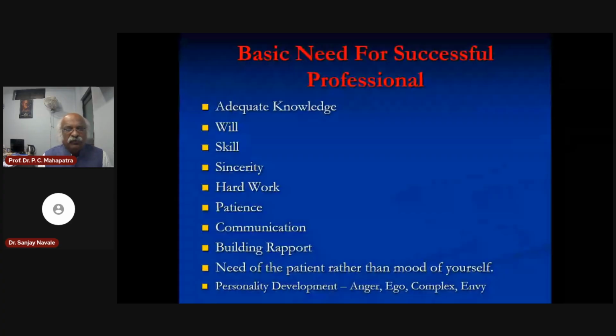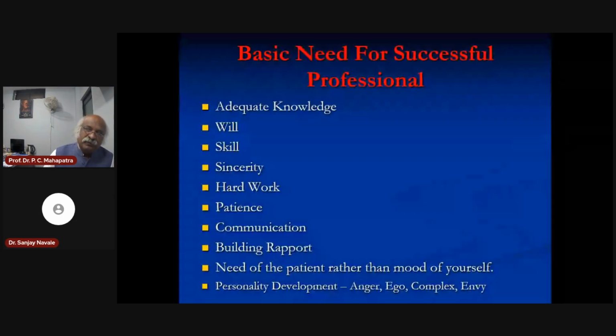I know only 0.1 fraction of my subject. 0.001% I know of obstetrics and gynecology. And sincerity, hard work, these are all part and parcel of personal development. Patience, you must be patient.